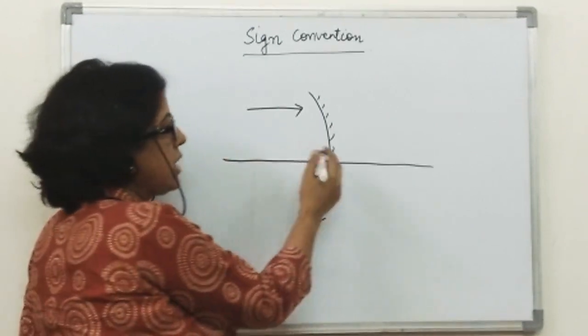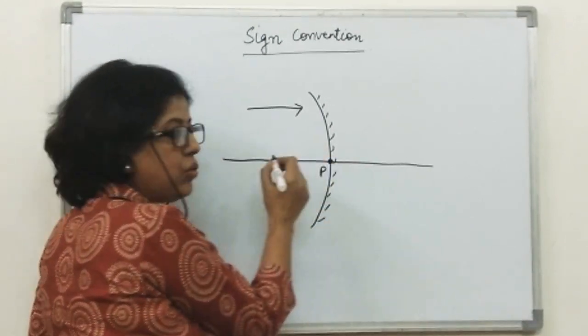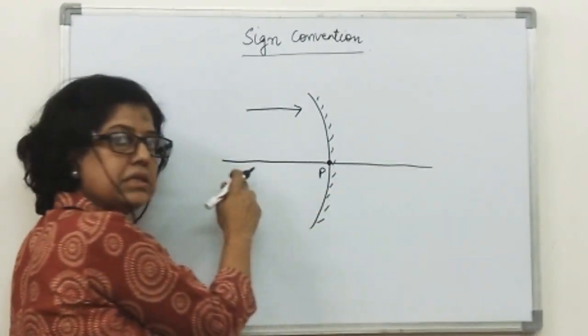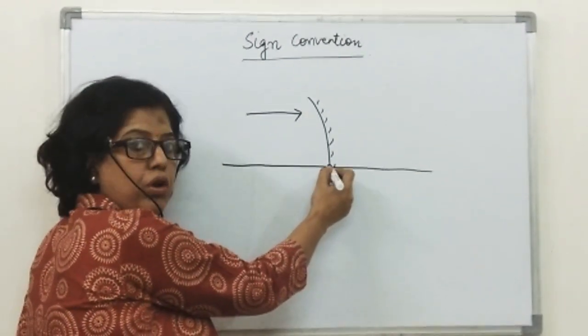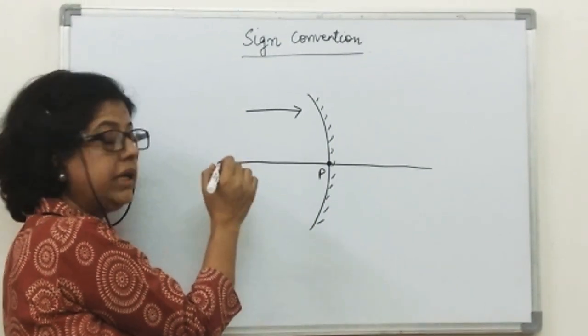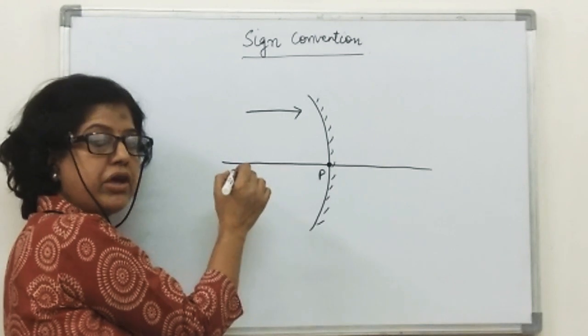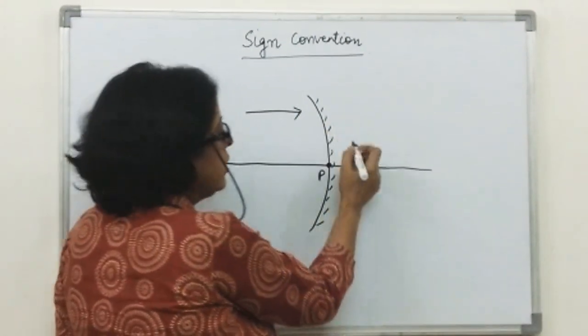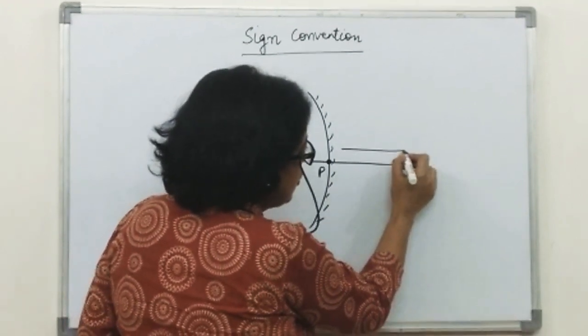Second convention is that we take the pole as the origin. All the distances which are parallel to the principal axis are measured from the pole. Pole is taken as the origin. Thirdly, all distances which are measured from left to right, in the direction of incident light, are taken as positive.